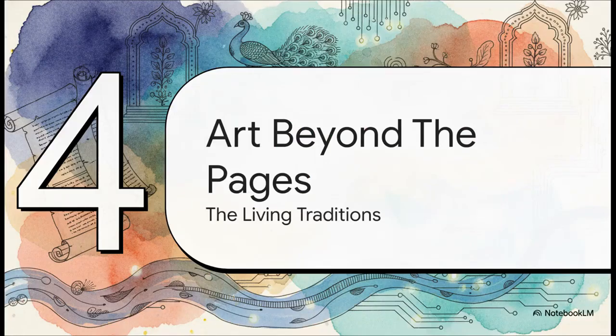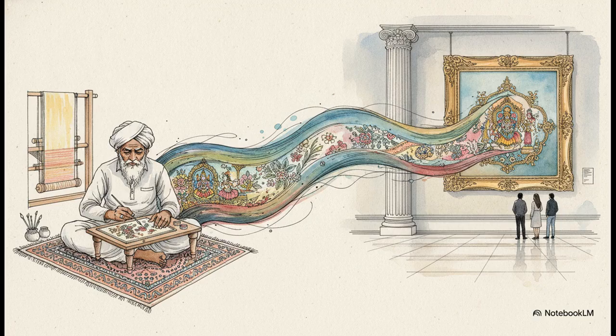And that brings us to our final section, Section 4, Art Beyond the Pages. The living traditions. Now, Chapter 8 of the text specifically highlights the living traditions of crafts. We're talking about local art forms that have been practiced by communities over countless generations. The truly amazing part is that the core spirit of the art remains largely unchanged today. So it's not just trapped in the past. But at the same time, those historic masterpieces we just talked about, the ones once hidden in delicate manuscripts or royal courts, they are now proudly displayed in museums and collections across entire continents.